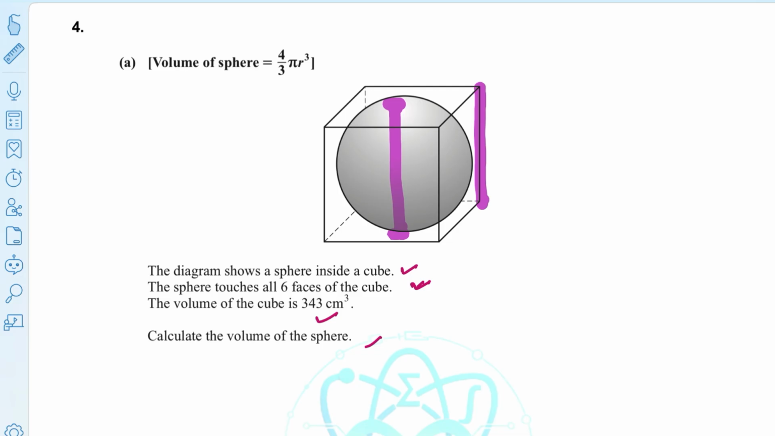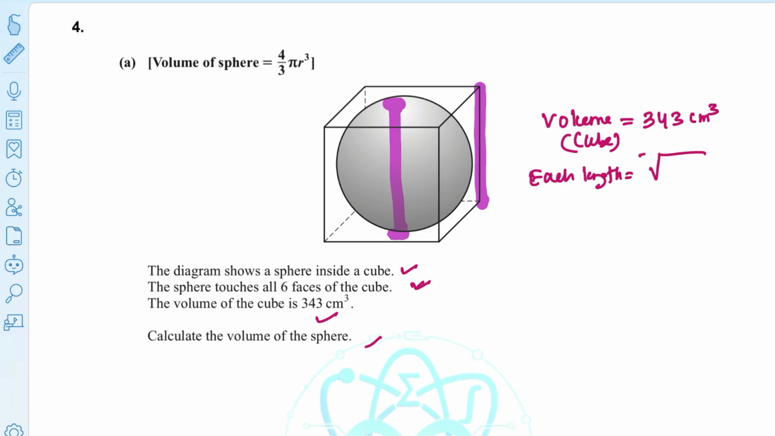Very simple. Now, as per the question, the volume of the cube is given, which equals 343 centimeter cube. Now, how to find the length? Because for a cube, each length is exactly the same. So, cube root of 343. Got it? So, it will be 7 centimeter. Clear, everyone? Because length times width times height, 7 times 7 times 7 gives you the volume of 343 centimeter cube. So that part we understood.